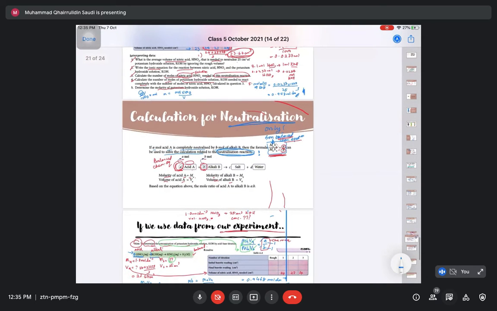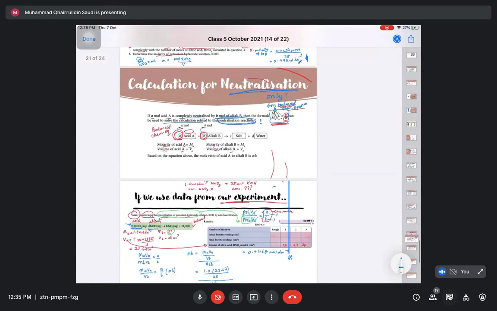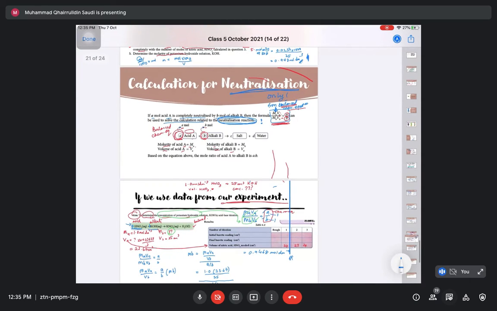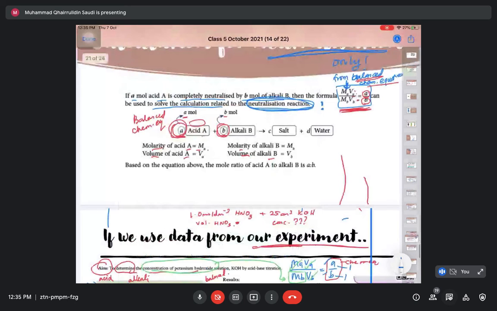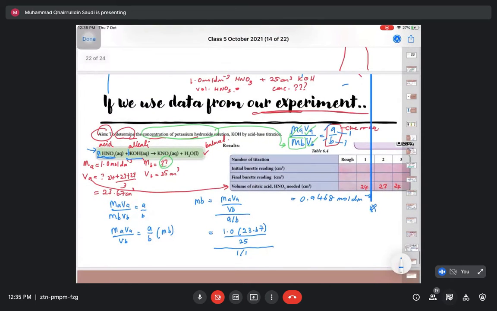So this is the easiest way to do the calculation for neutralization. For neutralization only, you can use this formula because it is quicker, provided that you know the balanced chemical equation. If you don't know the balanced chemical equation, then you cannot find A and B, so you cannot put the values of A and B inside the formula. Is it clear now?